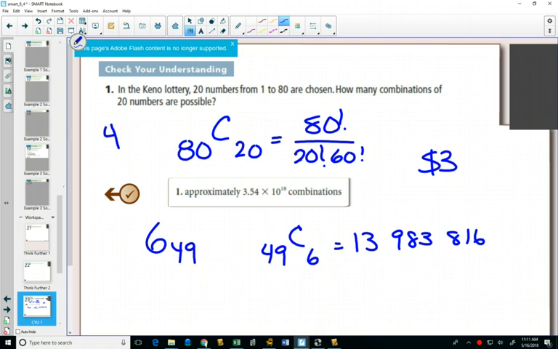Okay, questions for practice: 4, 5, and 7.